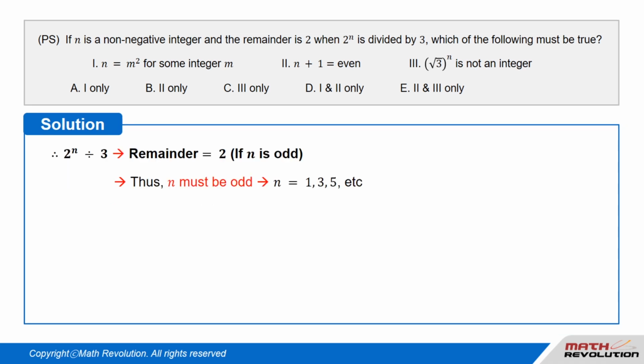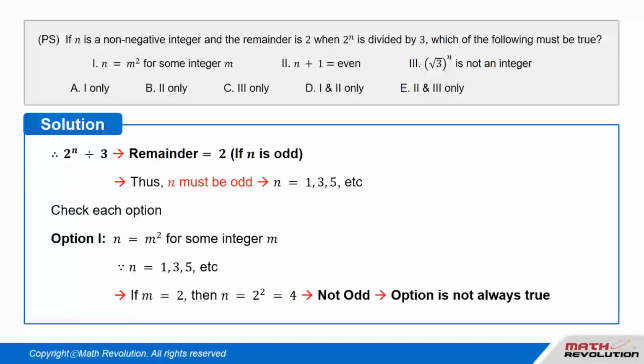Thus, 2 to the power of n divided by 3 gives the remainder 2 when n is odd. Thus, the value of n must be odd, that is, 1, 3, 5, etc. Direct substitution is important. Now, let us check the options.